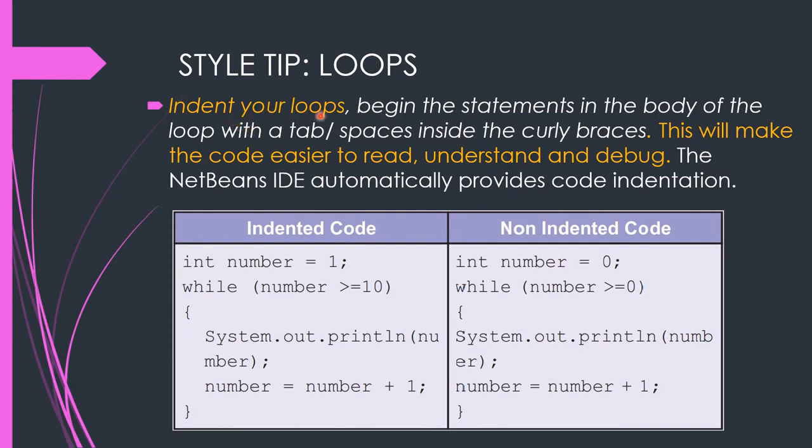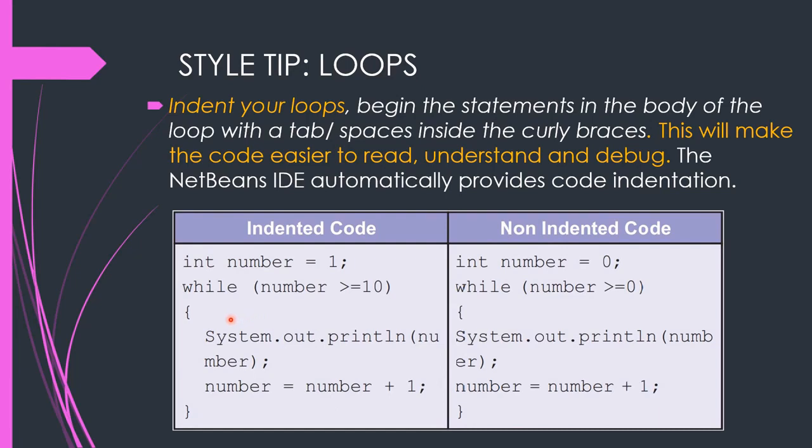First is indent your loops. Begin the statements in the body of the loop with a tab or spaces inside the curly braces. This will make the code easier to read, understand, and debug. The NetBeans IDE automatically provides code indentation. So the first style tip for loops makes our loops easier to understand, read, and debug. Whenever we make any mistake, we can easily debug if the code is indented.